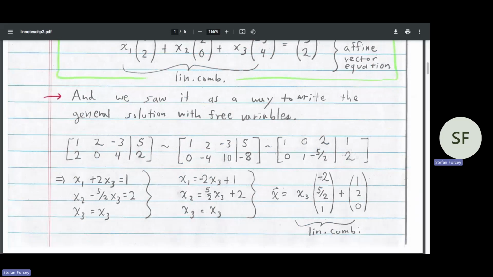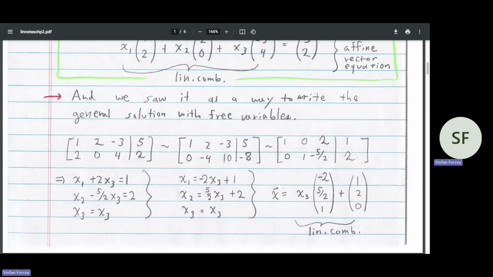And then subtracting 2 of -3 means adding 6. So you get 10 and -8. And then divide that second row by -4. And then go ahead and subtract 2 of that from the first row. And we end up with 1, 0, 2, 0, 1, -5 halves, and 1 and 2. And now that's in reduced row echelon form. Definitely go back and do it without looking to see if you can get the same answer.